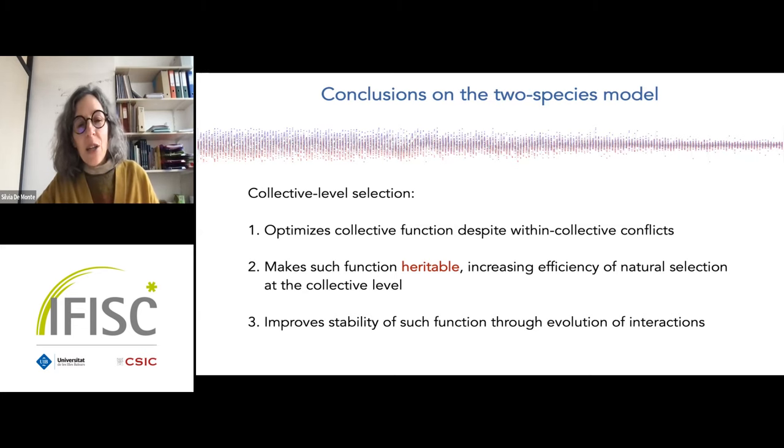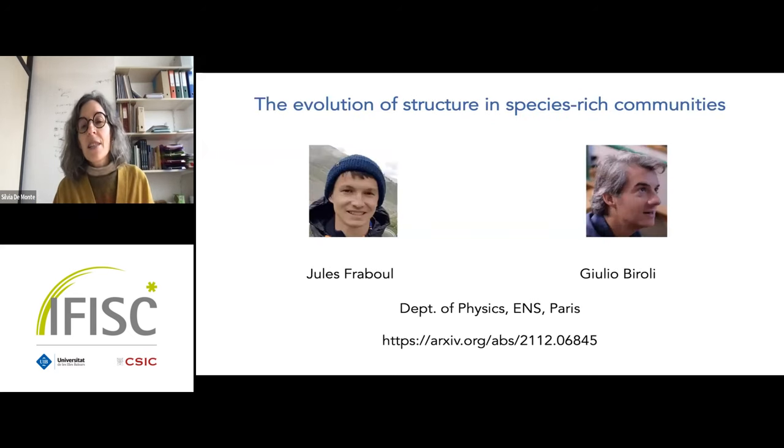Okay, let me now switch gears a bit, and I'll go to a more complicated situation. That is when instead of there being just two types, there are S, where S is large, types, different types of particles within each of these collectives. So this is a work that was realized mostly by Jules Frébul, another super brilliant PhD student, who is co-directed with Giulio Biroli and myself. And if you're interested in the details, we just put up this on the archives.